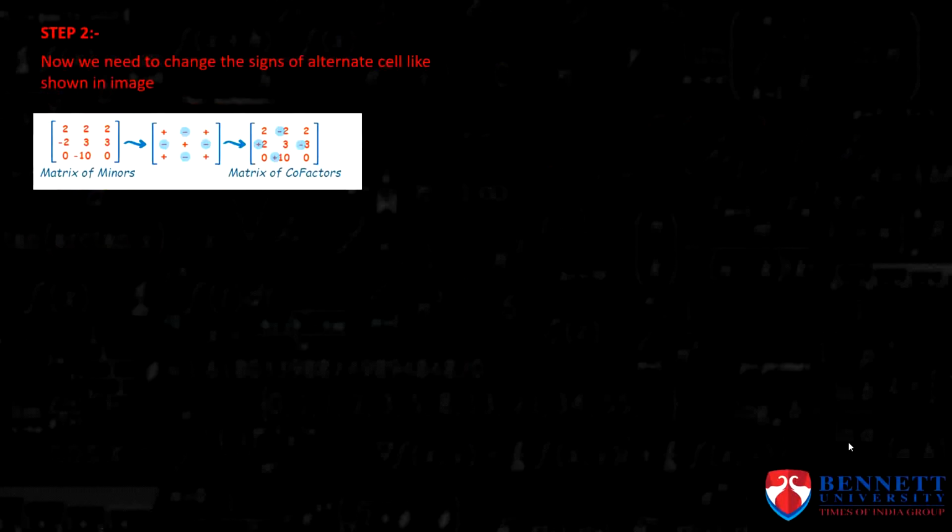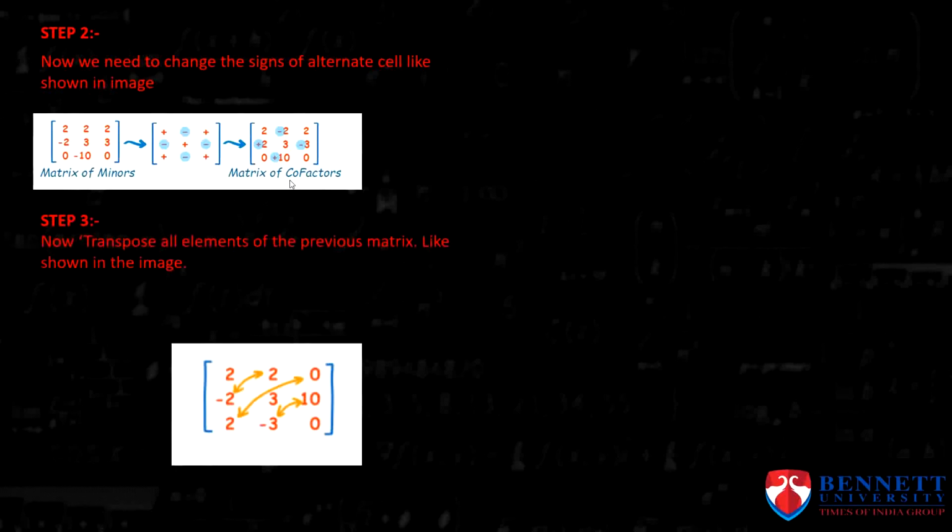The second step is we need to change the sign of alternate cells like shown in the image. This was the matrix we just made. We need to change the signs, and now this is our matrix of cofactors. Then the third step is transpose. The matrix of cofactors that we made, we need to transpose its elements. The basic transpose of matrices means that columns become rows and rows become columns.